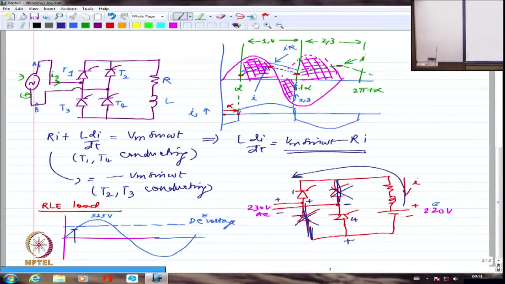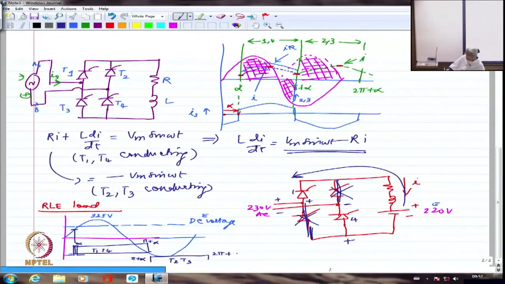We give a train of pulses. We generally make a pulse almost for 180-degree duration, because I would know that from here to here this device can conduct, and from here to here the other device can conduct. So this is for T1, T4, this is for T2, T3. So this is from alpha to almost pi plus alpha, and this will be from pi plus alpha to 2 pi plus alpha.